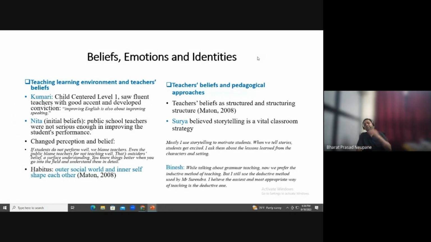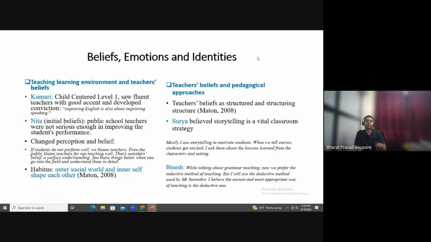Because when outsiders see the public school teachers, they have a different opinion because they do not have in-depth understanding about the situation in public schools. That's why they blame. But when they get into teaching, when they go to the field, they will know the difficulties and hurdles of teaching in public schools. So from these stories, we can infer that the outer social world and inner self shape each other. I mean, the environment, the field where you are working or where you grew up influences your belief, and that belief influences your pedagogical choices, pedagogical approaches.